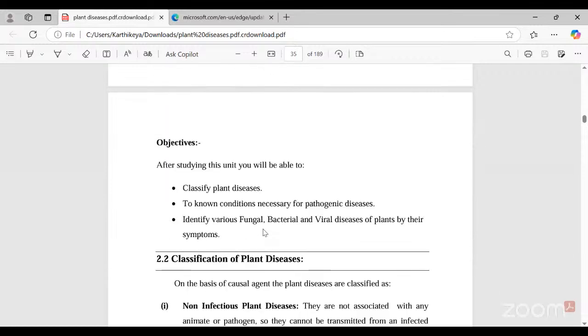These are the objectives of this unit: you will be able to classify plant diseases, know the conditions necessary for pathogenic disease, and identify various fungal, bacterial, and viral diseases of plants by their symptoms.